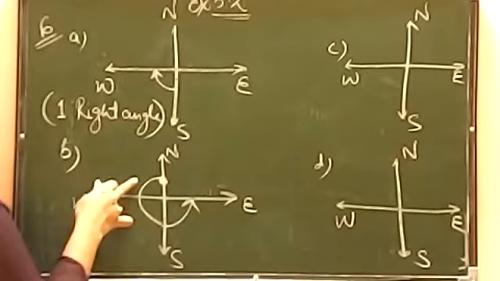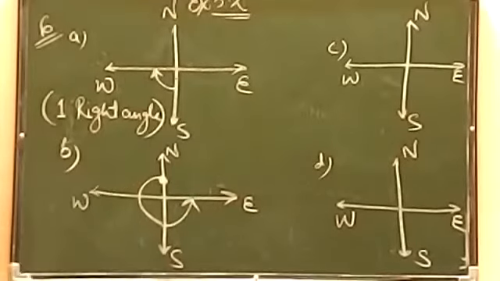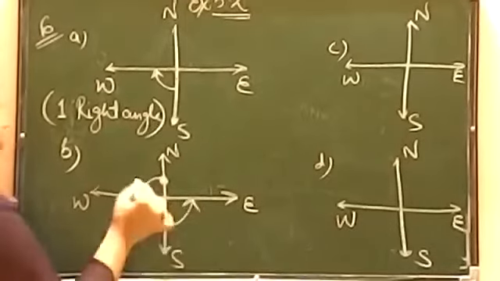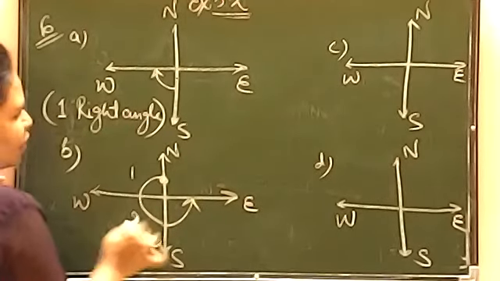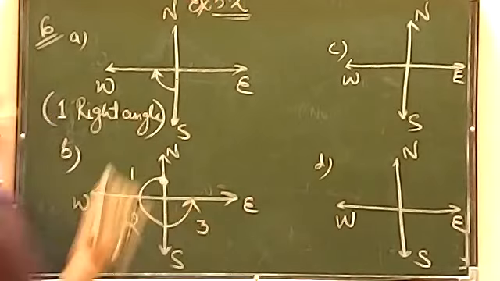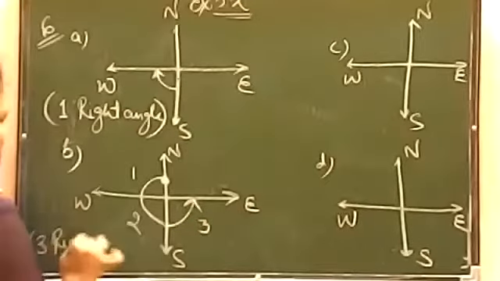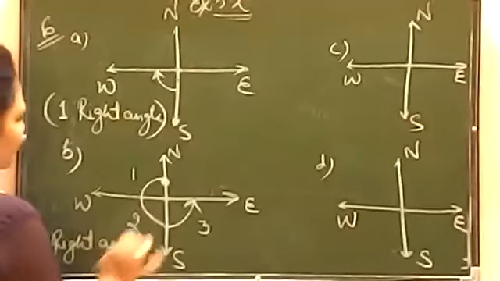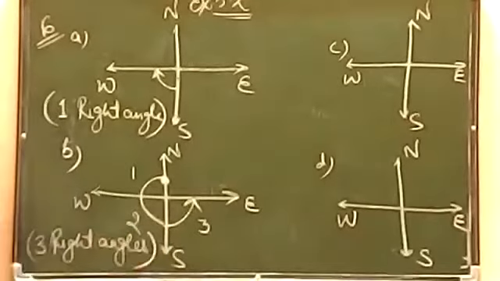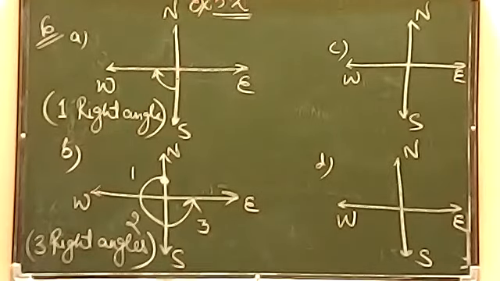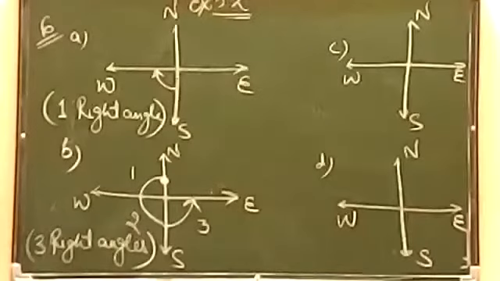So it will not be only one, you will have three. Look here, start from north, go to east. So you will have one right angle, two right angles, three right angles. So your answer will be 3 right angles. Finished. Don't write 1 by 3, beta. You will have 3 right angles for this particular question.